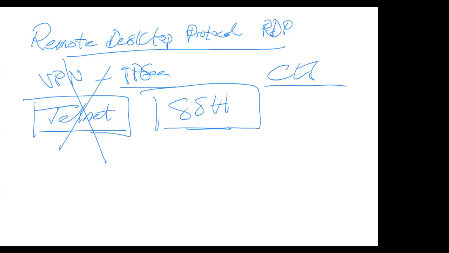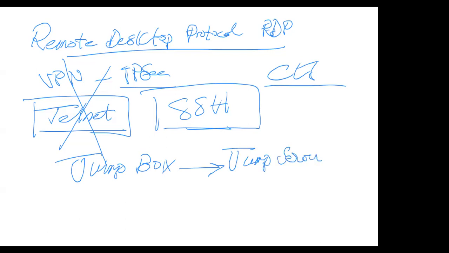Okay. We have another concept which is called a jump box. You remember we explained this in the form of a jump server. You remember, gentlemen, when we said jump server, it is a device which is protected, secured, and has all the security countermeasures, with a hardened operating system.